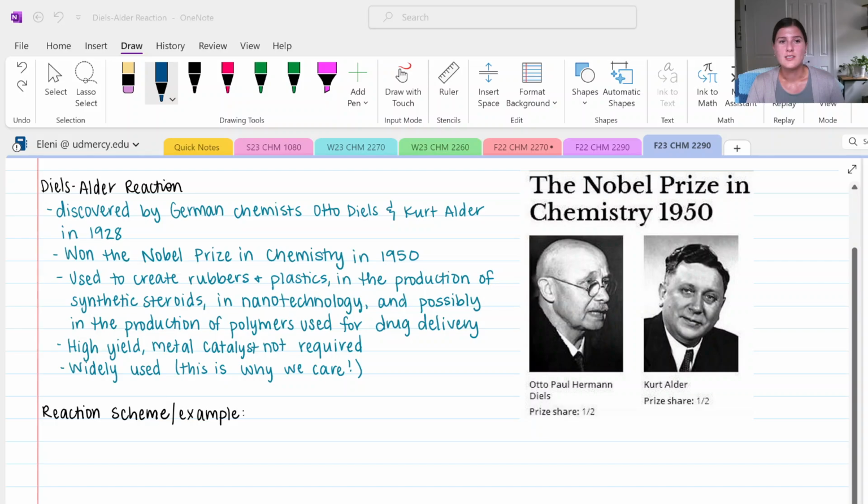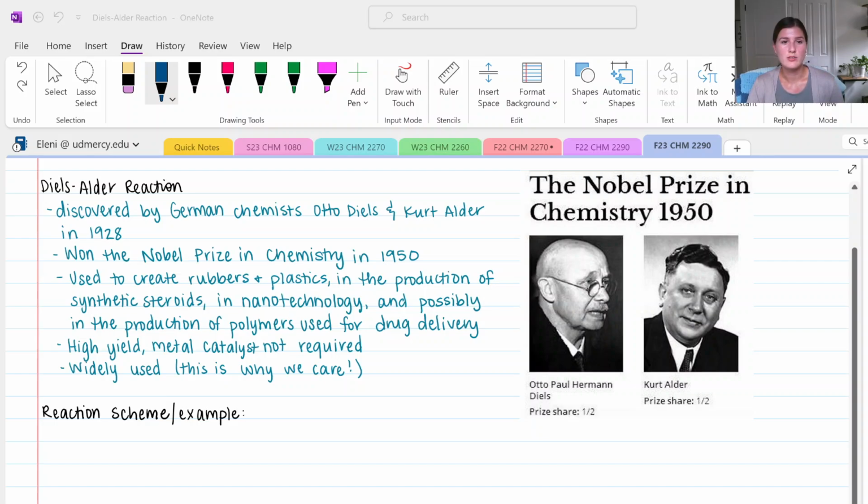This reaction was discovered by German chemists Otto Diels and Kurt Alder in 1928, and it won the Nobel Prize in 1950. You see the picture here of those two chemists. Kurt Alder was actually a student of Otto Diels at one time. This reaction is still very widely used, and I actually have an article linked into this week's folder on Top Hat, so you can look through the article if you want to see the many different ways the Diels Alder reaction is used still today. Or you could even just do a quick Google search and you'll see the many different applications of this reaction.